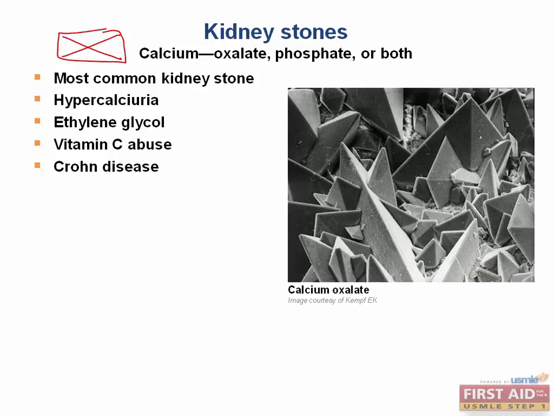Treatment includes thiazides, which do what to calcium excretion? Well, they reduce it. Another treatment is citrate, which binds calcium to prevent its precipitation in the urine. Both calcium phosphate and calcium oxalate stones are radio-opaque, so they are easily seen on X-ray or CT.